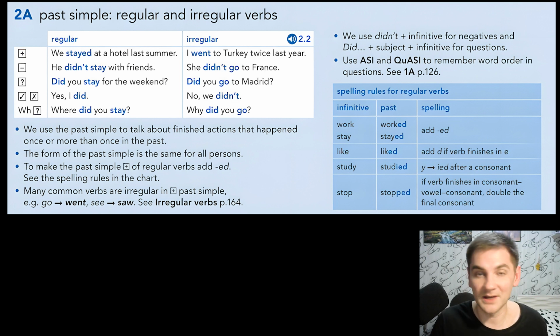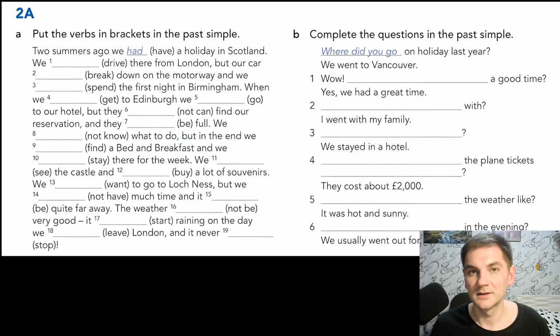Let's go to the practical part, by the way. In part A, put the verbs in brackets in the past simple. Here it's kind of an easy thing if you know how to work with past simple. And part B, complete the questions in the past simple. Something like that. Okay, now try to do it yourself, yeah? And then check your answers and check your ideas. Everything as usual. Let's work a little bit with grammar. Let's go.